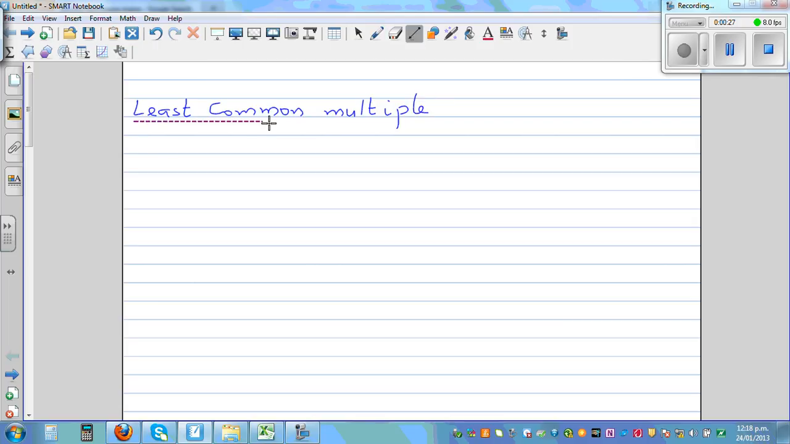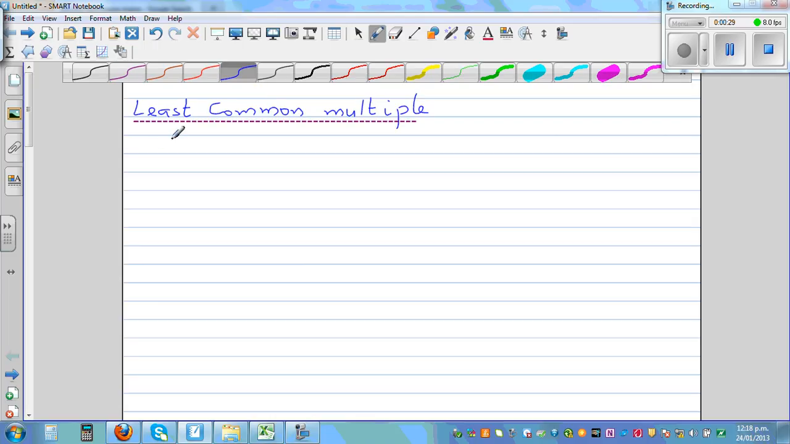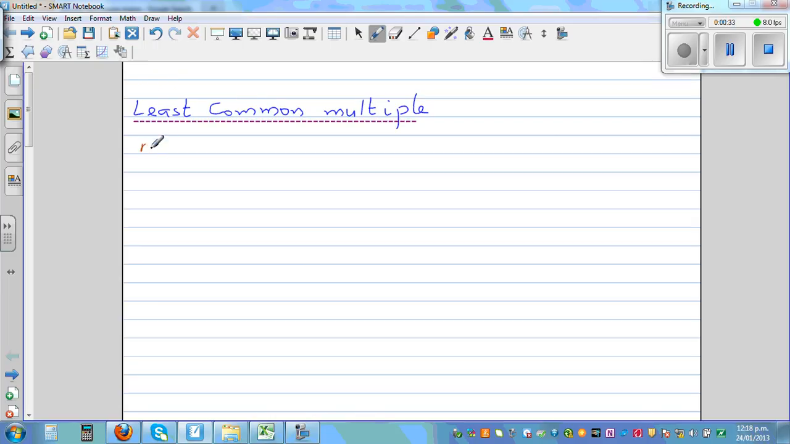Okay, now what are multiples? Say, what are the multiples of 6? The multiples of 6 are 6, 12, 6 times 3 is 18, 24, and so on. This goes on and on forever.